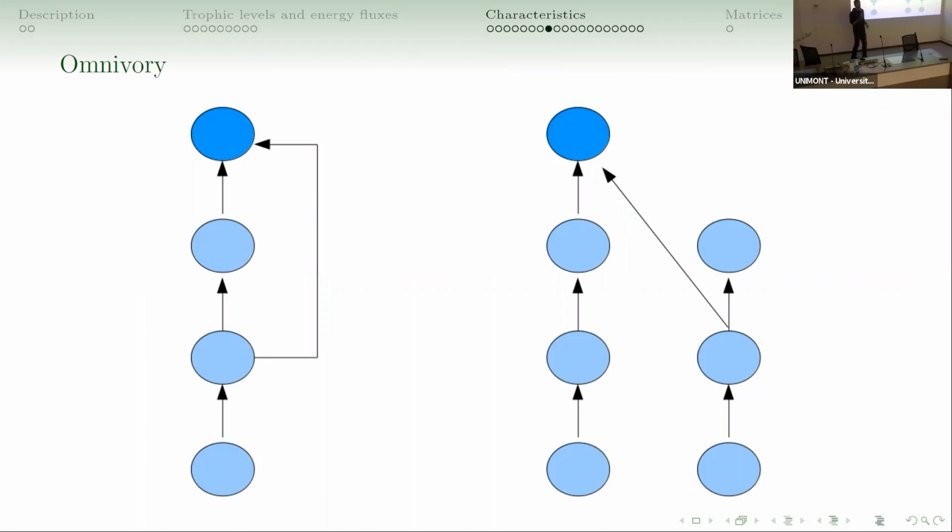Here we have two omnivore species. The dark blue here is an omnivore species, right? Because it is a species of the third trophic level and a species from the second trophic level. And this is also an omnivore species because it is a species of the third trophic level and a species from the second trophic level, right?